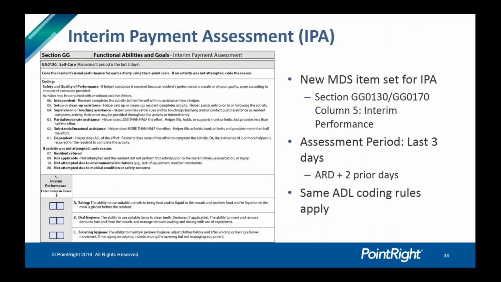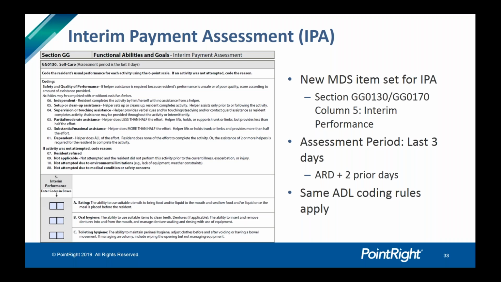Now, I thought I would throw a little curveball in here and stick the interim payment assessment in here, because one of the things that CMS has not sprung on us, but clarified very recently after the final rule was first published, is that the interim payment assessment is going to have its own item set. So instead of using the same item set as the 5-day MDS, the IPA assessment, the interim payment assessment, is going to have its own item set with a new part of Section GG.